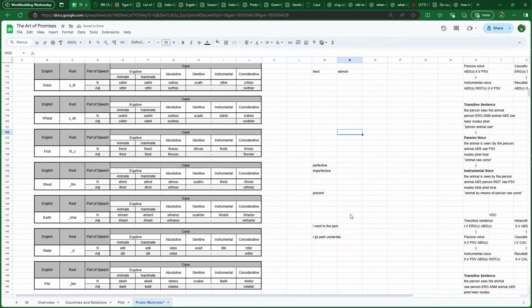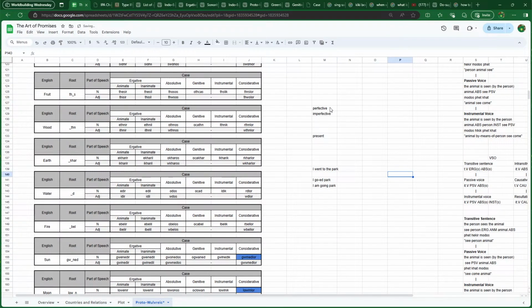So what that means is I goed to the park yesterday, and so I went to the park essentially. I go to the park, or I am going park. So perfective are verbs that have already completed, right? But imperfective verbs are verbs that are not complete yet.